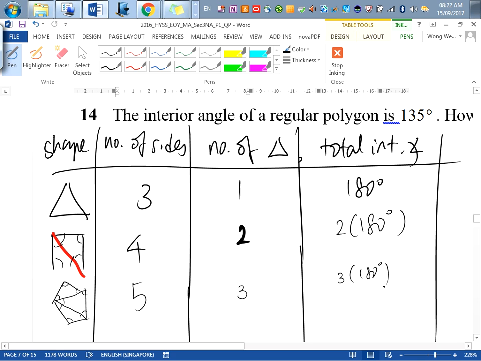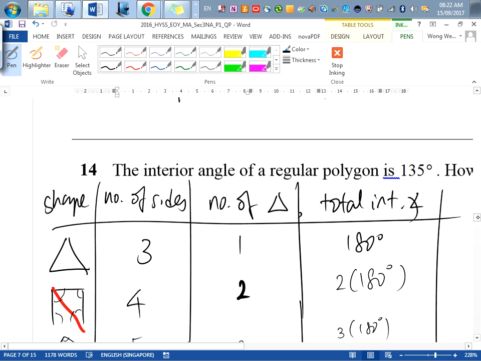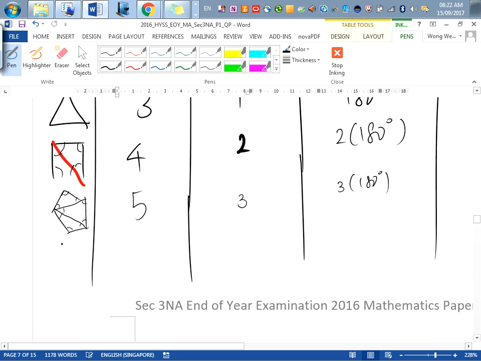Now, I hope you are seeing a pattern already. Let's go on to a 6-sided figure. A hexagon. Again, I'm going to divide this into triangles. Okay, so 6-sided figure, how many triangles do I have? 4. So what is the total interior angle? 4 times 180 degrees. Okay, so what is the relationship?